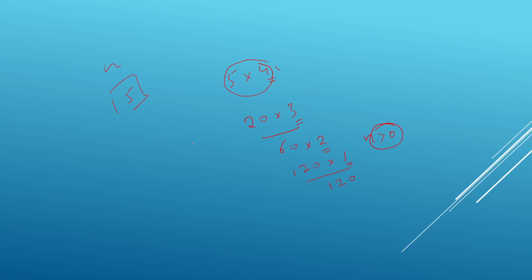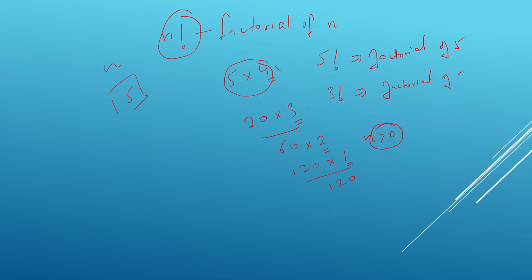So that goes like n factorial. We represent factorial with this exclamatory symbol also. This is called factorial of n. You can say it as factorial of n, whatever the number is. If I say n as 5, so 5 factorial can be written like this. So this is called factorial of 5. Likewise, if I say 3 exclamatory mark, this is factorial of 3. This is the representation of factorial.